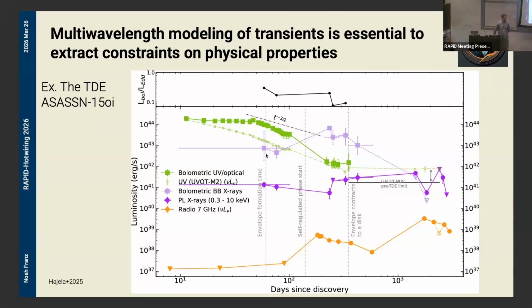As an example, I'm showing the TDE ASASSN-15oi and a plot from Aprajita Hajela's 2025 paper, where she presented about 8 years of data spanning from the radio to the X-rays on this event. And by exploring when different wavelengths were flaring and things like that, she was able to extract the physical origin of the different emission components. But as we've seen, this is not just applicable to TDEs, but also supernovae, gamma ray bursts, and FBOTs like 24WPP.